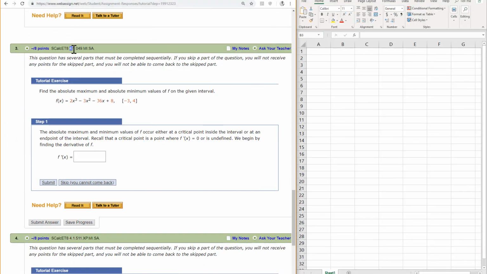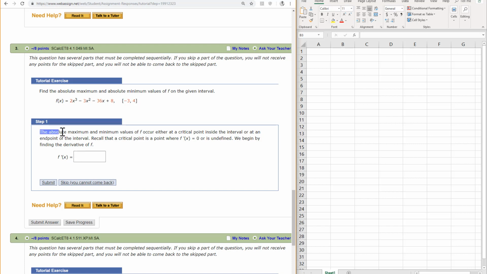This is a problem from section 4.1, your lab assignment. It says they want us to find the absolute maximum and absolute minimum values of f on a given closed interval. So your f function is 2 times x cubed minus 3 times x squared minus 36 times x plus 8 on a closed interval from -3 to 4.